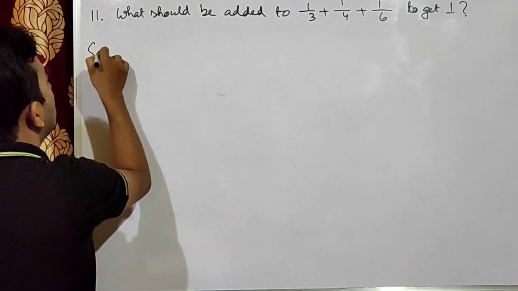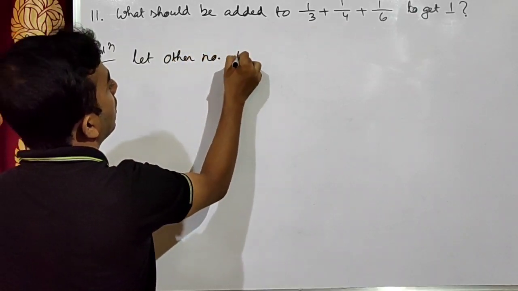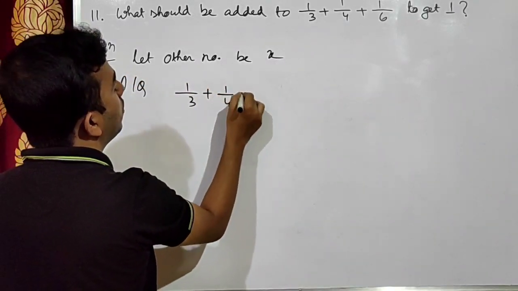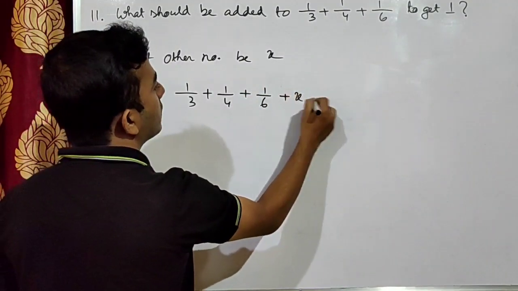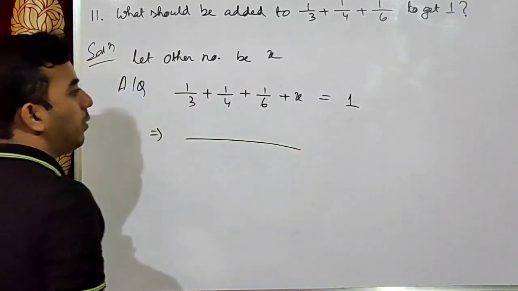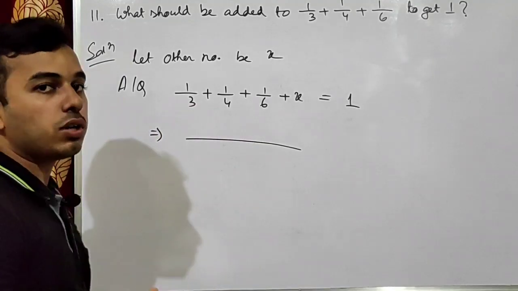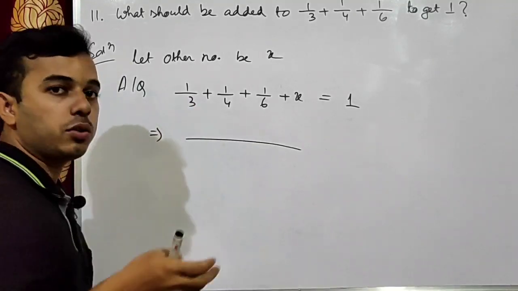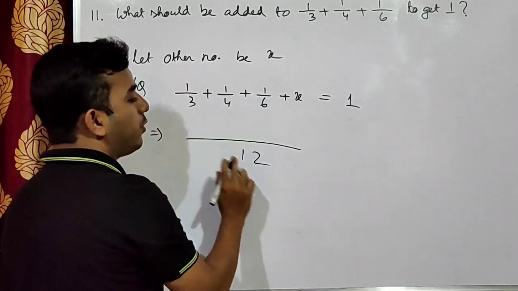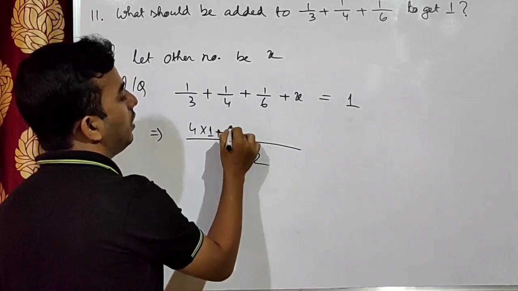Let's write the solution. Let the other number be x. Now according to the question, 1 by 3 plus 1 by 4 plus 1 by 6 plus the other number which is x equals 1. Clear? Now we have to find their LCM. So the LCM will be how much? 24, right? Yes. 12. 12 is also divisible, you can take 24, no problem. Now 12 is divisible by 3, by 4, and by 6 also. So let's take the same 12. When we divide 12 by 3, we get 4. So 4 into 1. 4 into 1. Then plus 3 into 1.